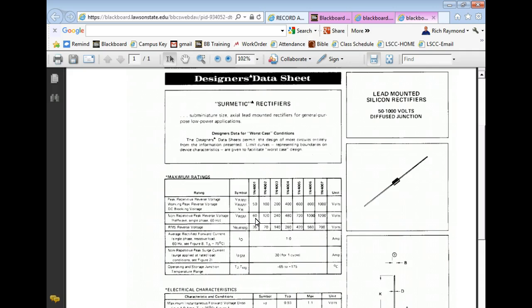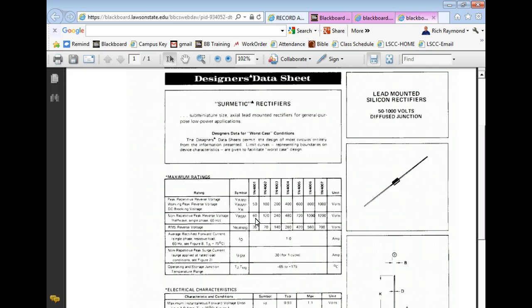So the 4001 has a breakover voltage of 50. The 4002 has a breakover of 100. The 4003 has a breakover of 200. 4004. So what varies with this diode? The only thing that varies is the amount of breakover.